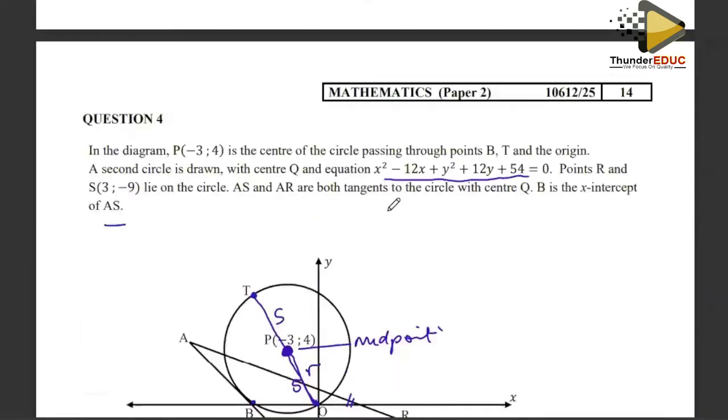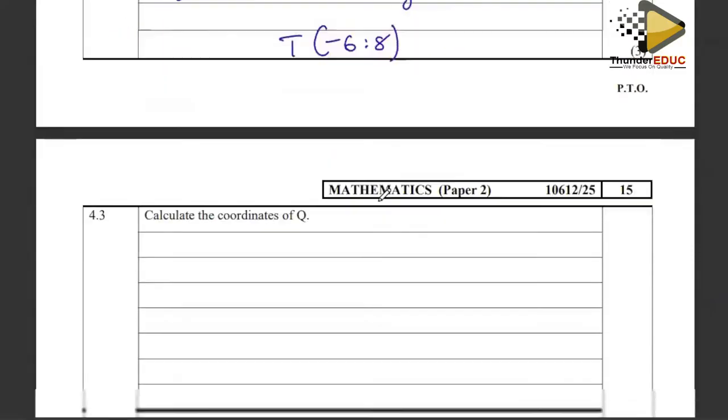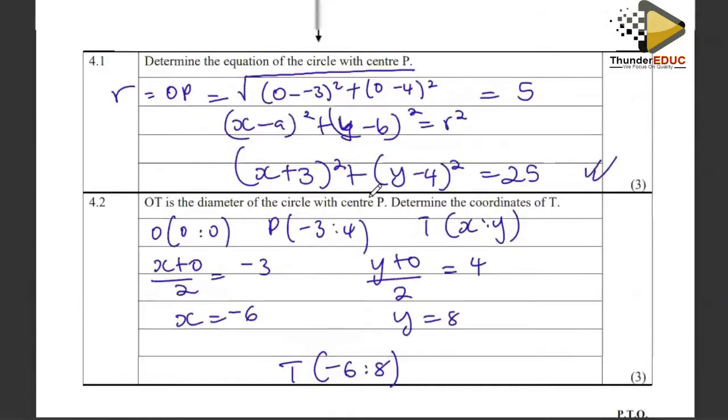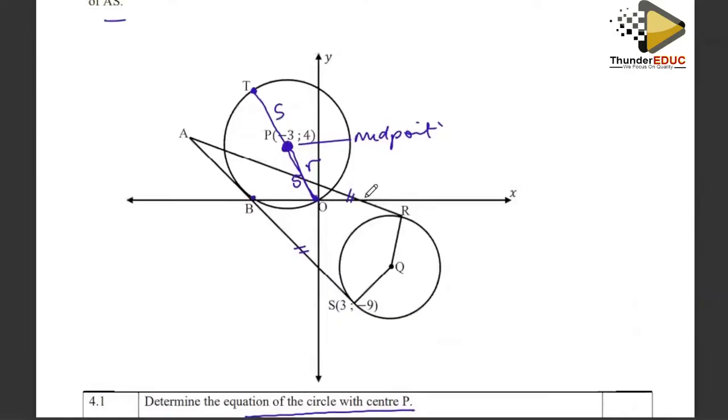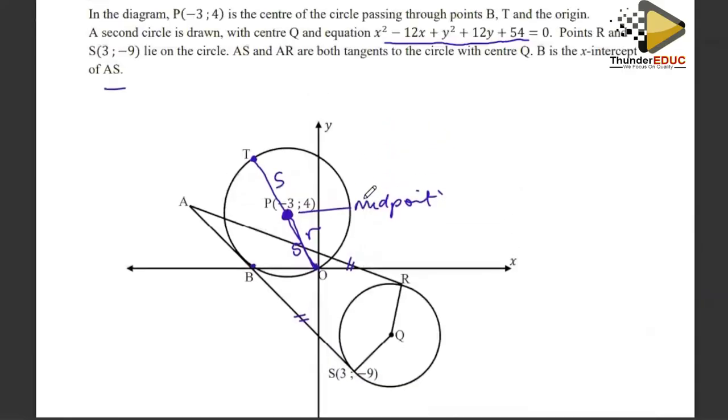Okay, paper is still flowing, guys. Yes? Then 4.3, they want us to get the coordinates of Q. What do we know about Q? Q is another circle whose equation we know.